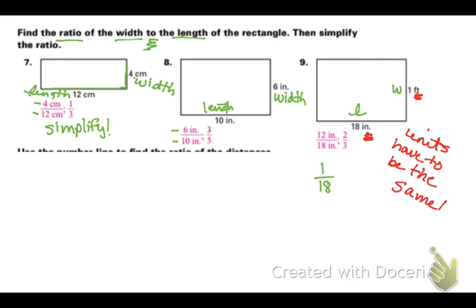So it's easiest to just put them in inches. 1 foot is equal to 12 inches, and now they're in the same unit. We can proceed. Width to length is the same as width over length. So your width is 12, your length is 18. You simplify, and that's going to be equal to 2/3. So be careful of those units. That can be something really sneaky that you can find on a final.